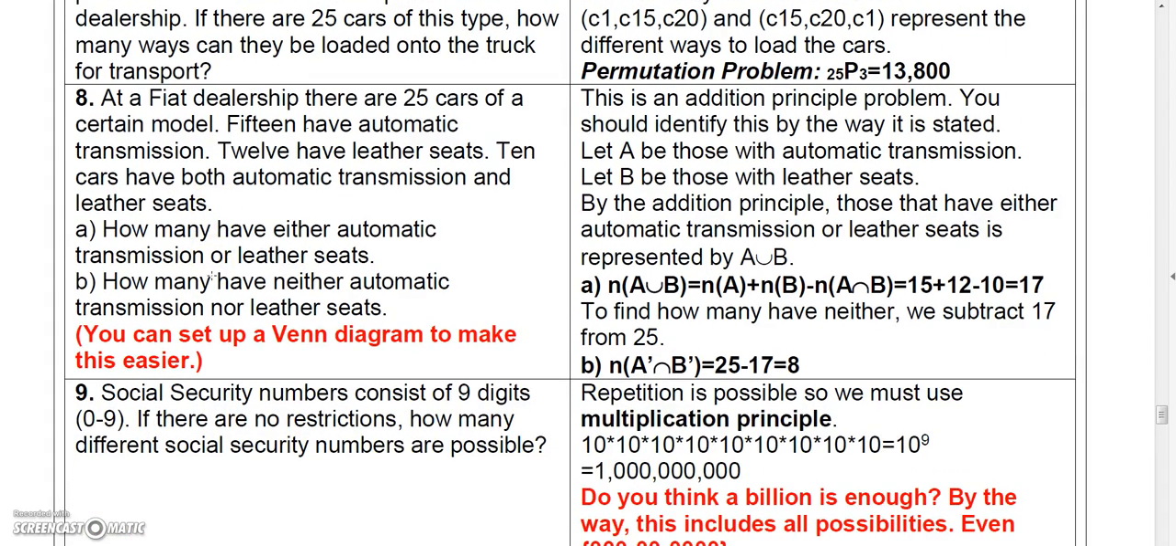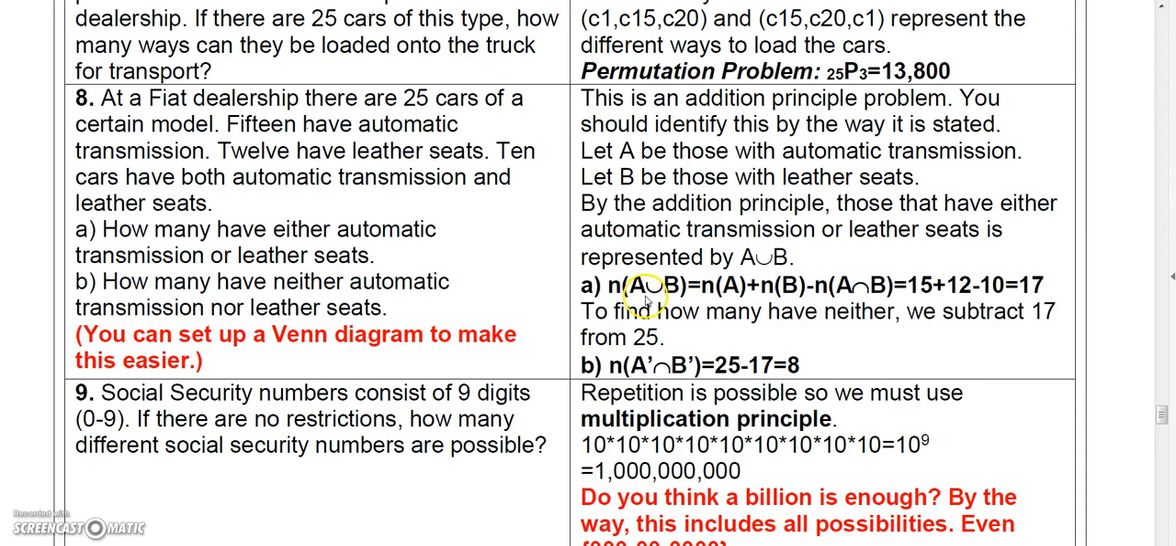And then number 8, at a Fiat dealership, there are 25 cars of a certain model. 15 have automatic transmission, 12 have leather seats, 10 cars have both automatic transmission and leather seats. How many have either automatic transmission or leather seats? So how many have one or the other? Well, here this is an addition principle problem, because I've got 2 sets. Set A is the group that has automatic transmission. Set B is the group that has leather seats. And then I want the number that's in A or B, so that would be A union B.